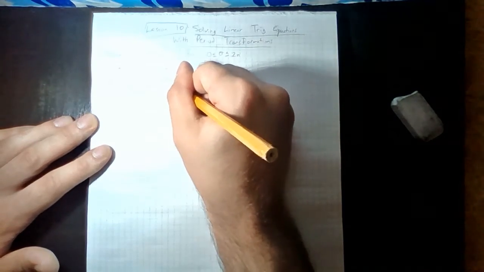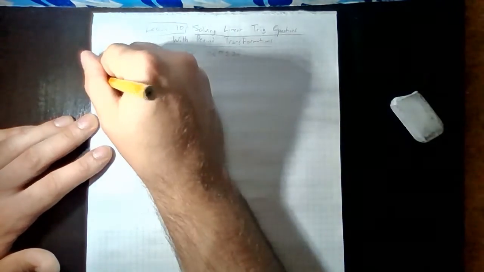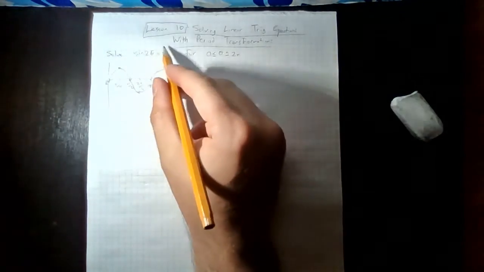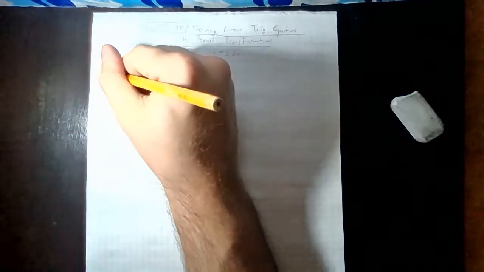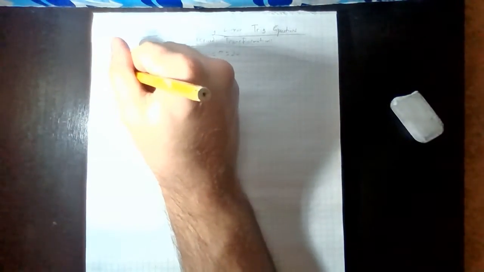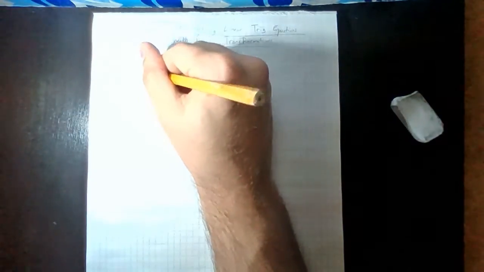So we want to see how many times it goes through 1/2. How many times is sine of 2 theta equal to 1/2? Well, if this is 1 and -1, we're going to go through 4 times.